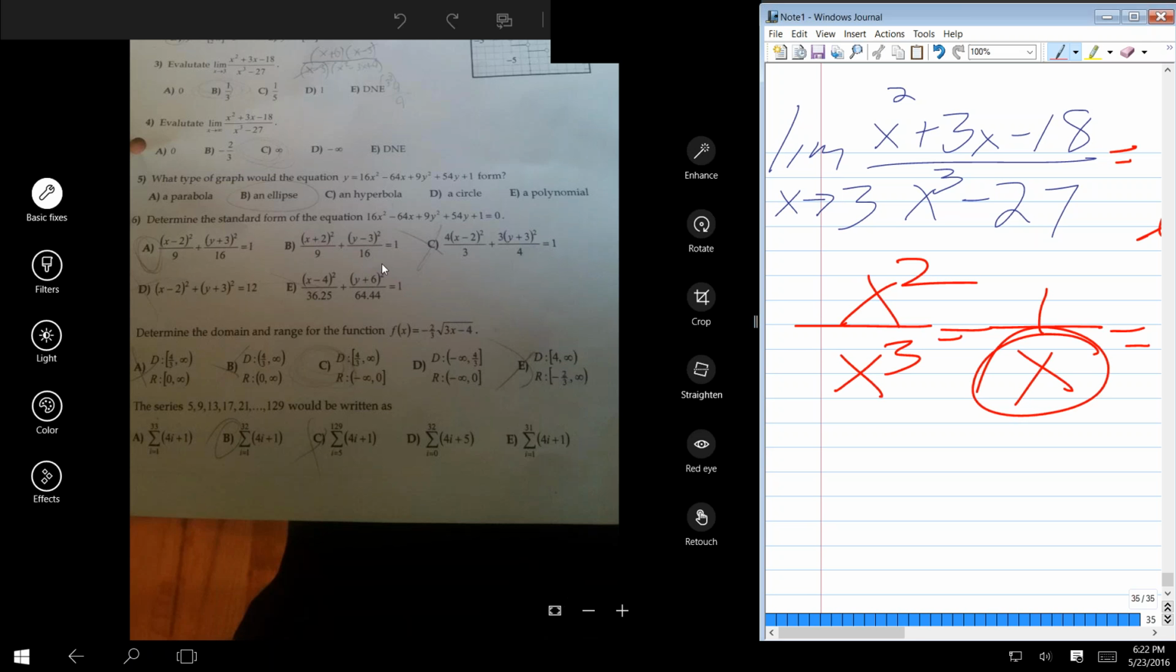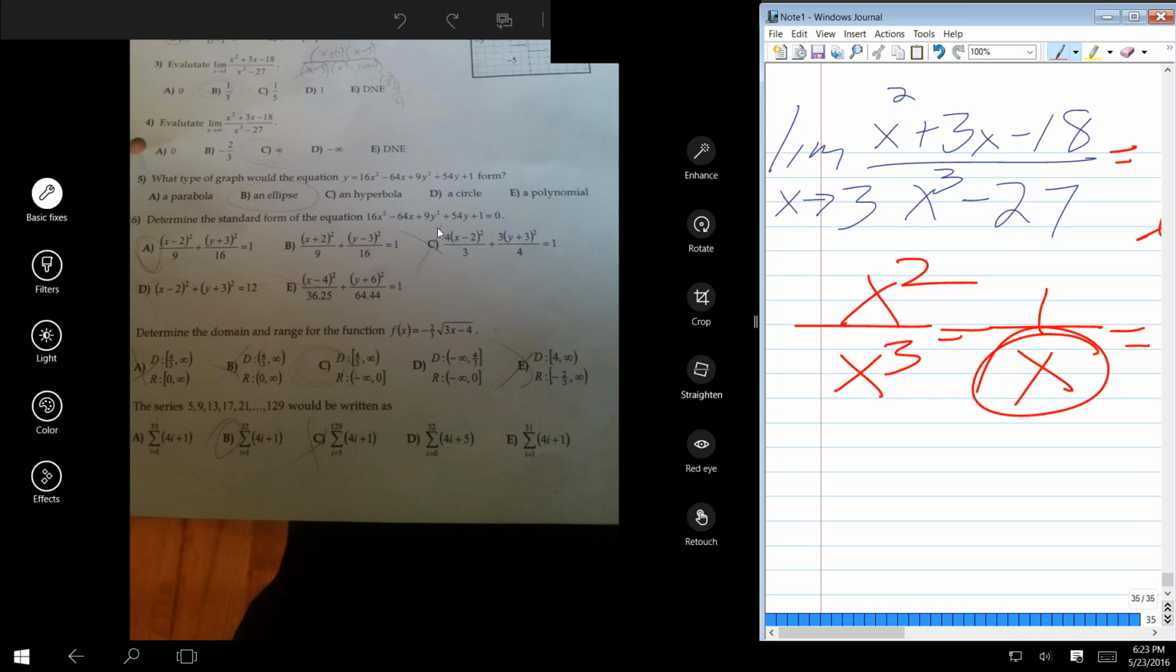Number 5. So when you just take the x squareds, or the squared numbers, and if they're plus, then it's either an ellipse or a circle, and they have to be equal for a circle. Exactly correct reasoning. So what is this? This has to be an ellipse.